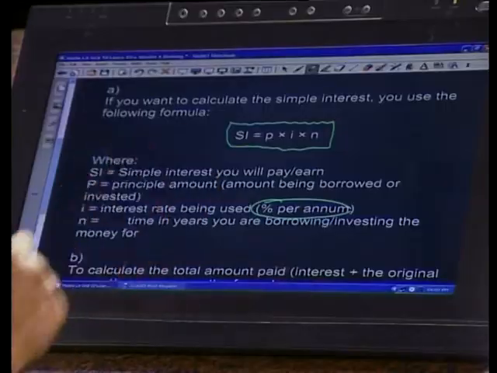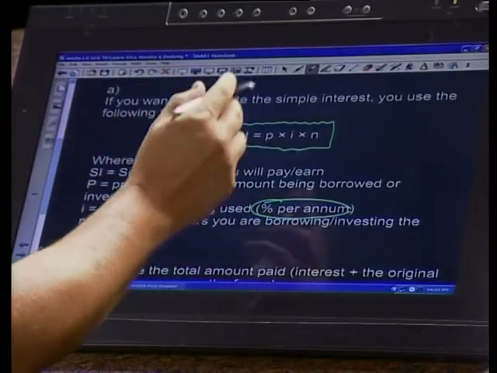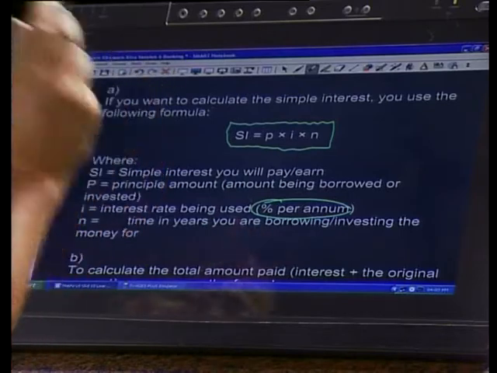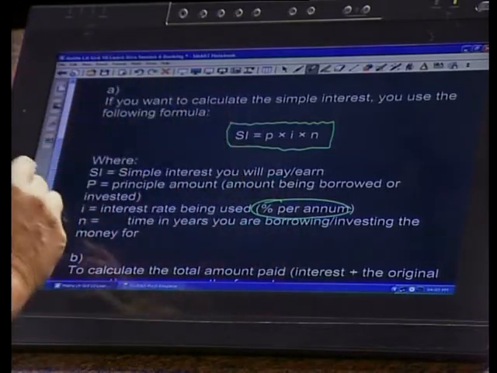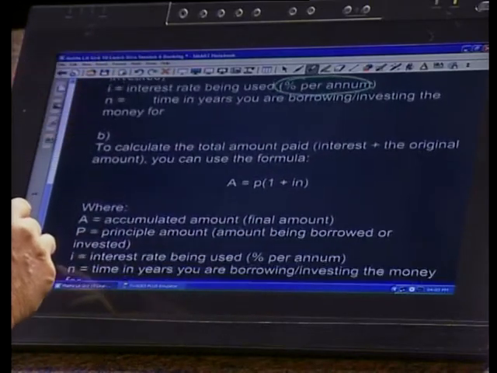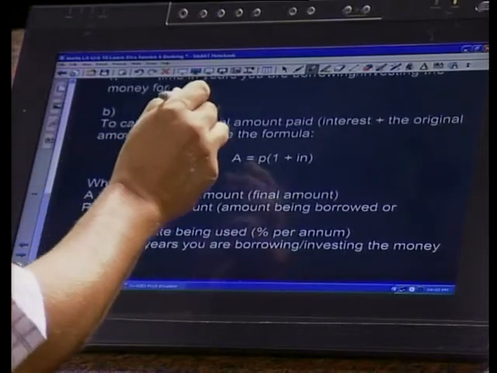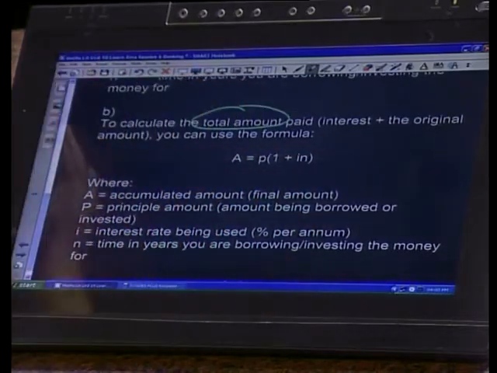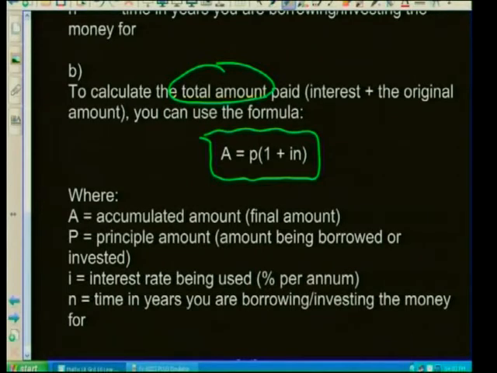Right. Now, here's a formula saying simple interest, P times I times N. Now remember, we use that if I'm trying to calculate the simple interest. What happens if I want to calculate the total amount? That means not only the interest, but also the money I put into the bank. Then there's a different formula I can use, and that's this formula here. A is equal to P bracket 1 plus I times N.